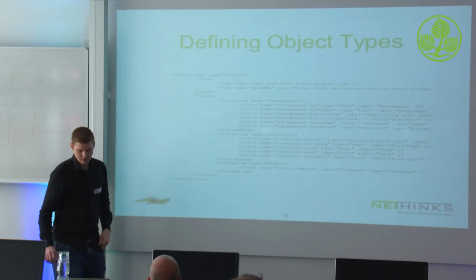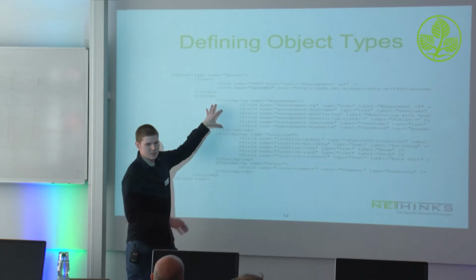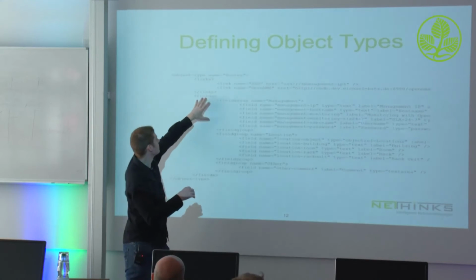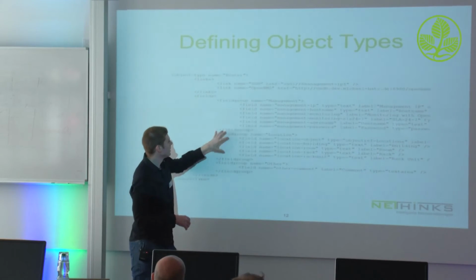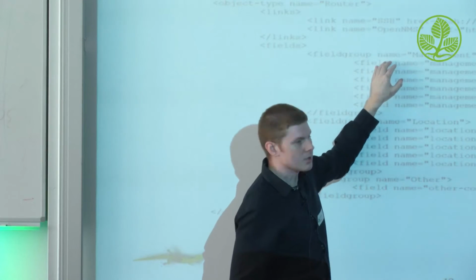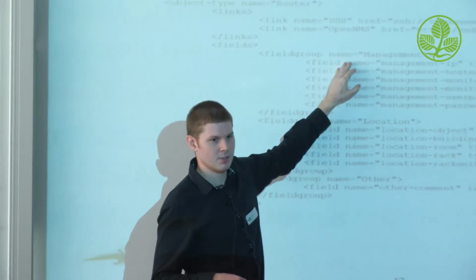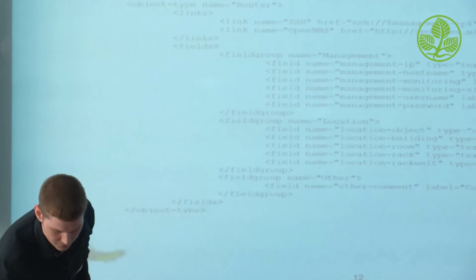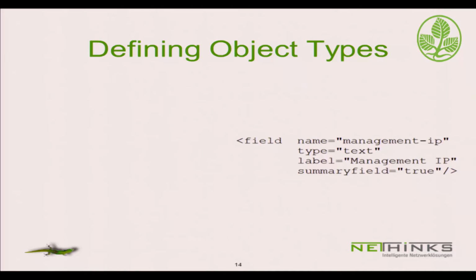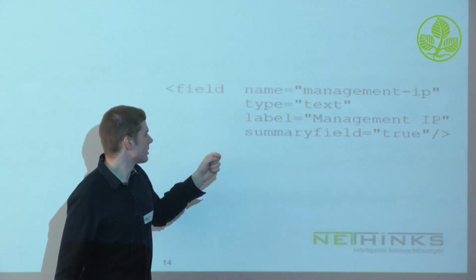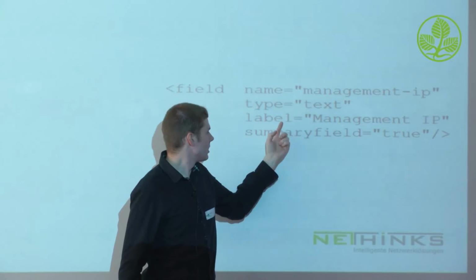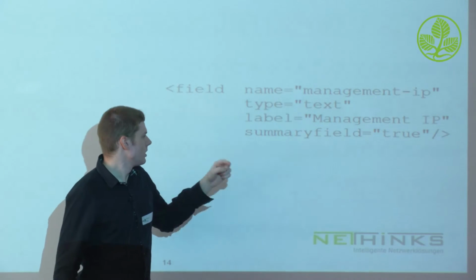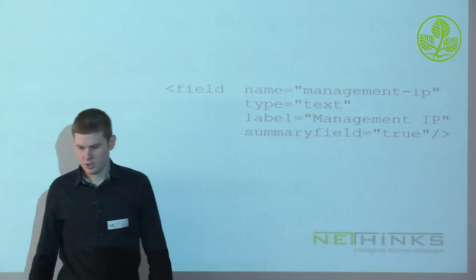I come back to the slides, and you see the structure as a whole: links, fields, field groups. And now I have a deeper look at one of the lines where a field is defined. That's bigger, I think. Yeah, that's better now. Here's the definition of a field. You have a field name, which is the unique name, the type of the field, a label which you can see in the web UI, and a flag summary field.